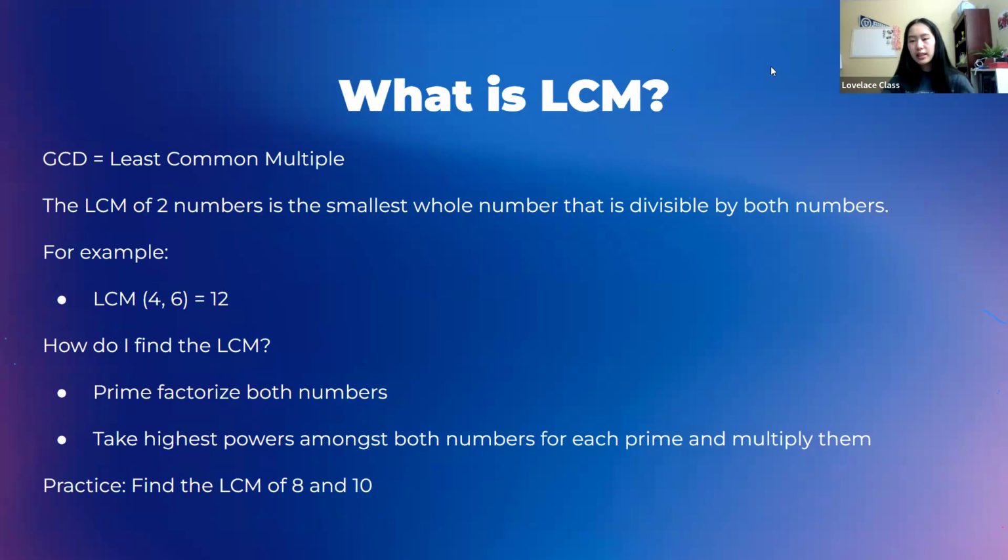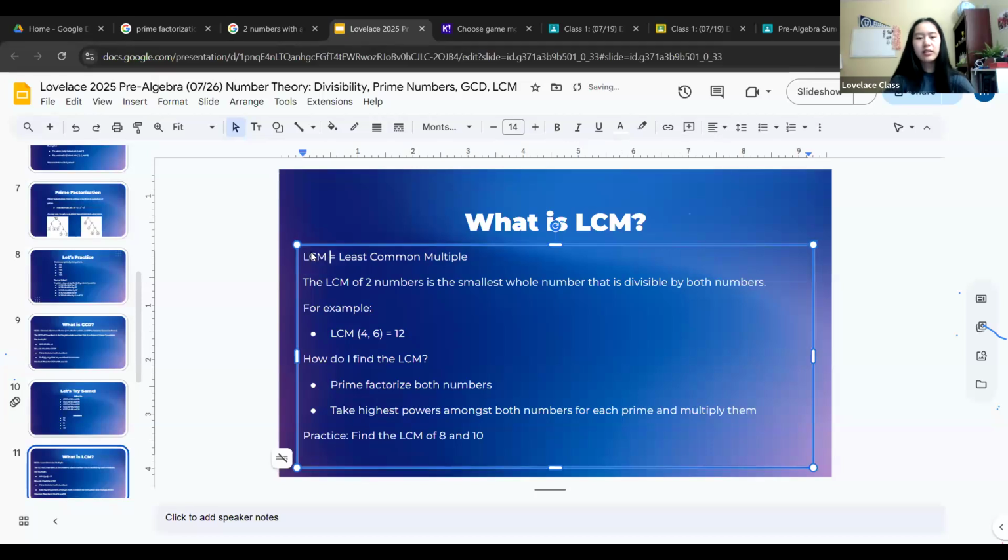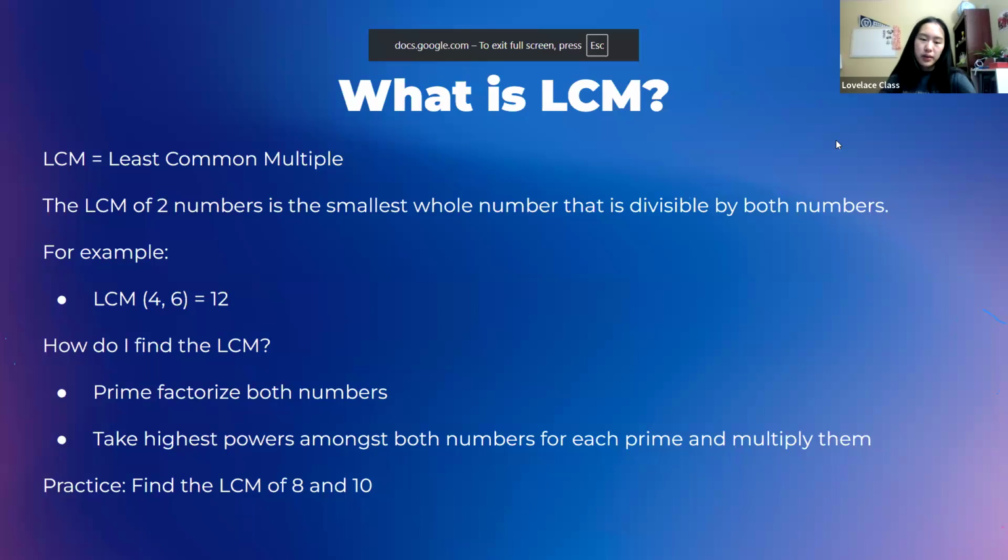So after GCD is LCM. LCM is least... oh my god, I don't know why this still says GCD. I remember changing it earlier. Sorry, anyways. LCM is least common multiple.